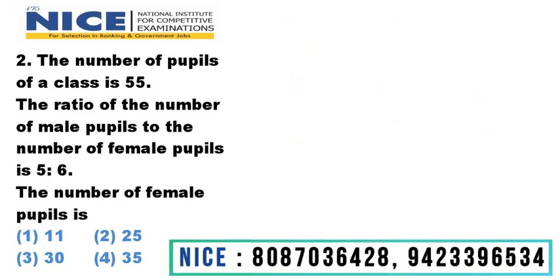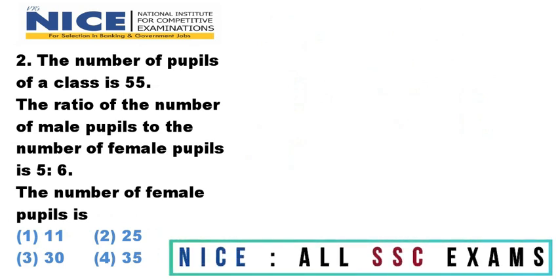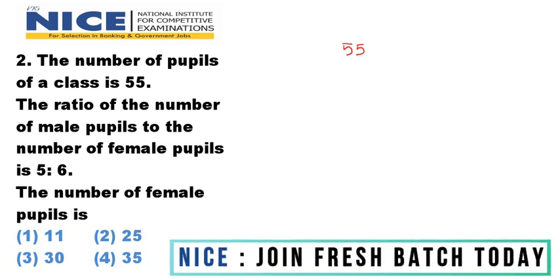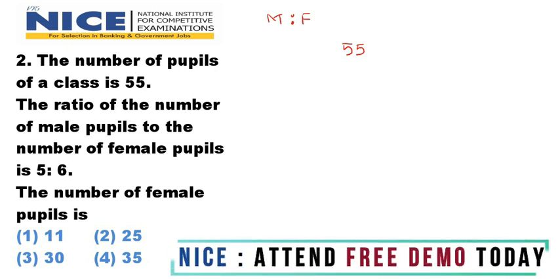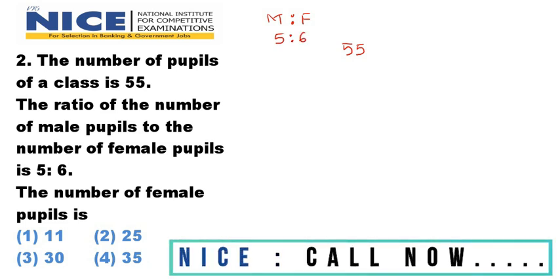Let us switch over to the next question. The number of pupils in the class is 55. So the total is given to us as 55. The ratio of the number of male pupils to the number of female pupils is 5:6. Now what is the question asked? The number of female pupils is.